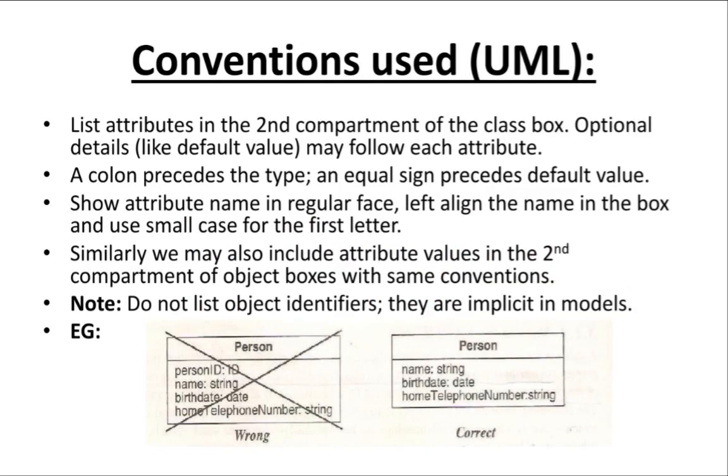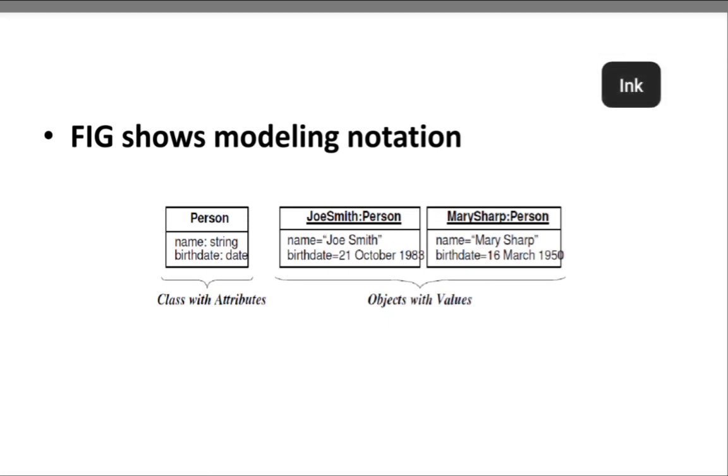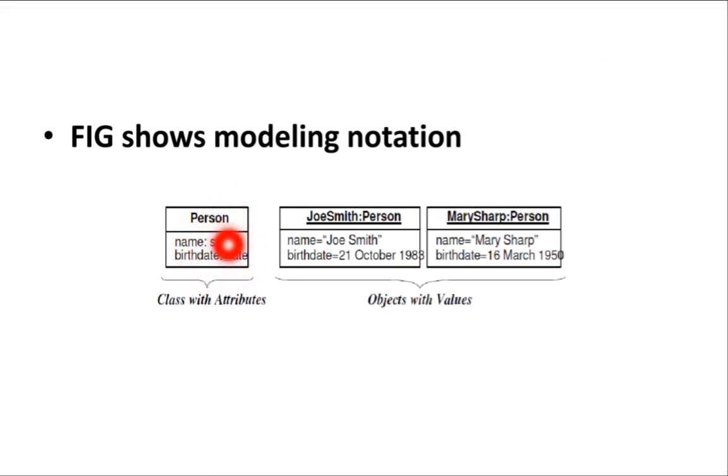A colon precedes the type. An equal sign precedes the default value. The colon tells about the type. Name type is string, birth date type is date. So the colon tells what type of value you are going to store. But if you use equals instead of colon, it tells the default value. For this name attribute, the default value will be Joe Smith. For this name attribute, the default value will be Mary Sharp. Like that. Hope you are understanding.